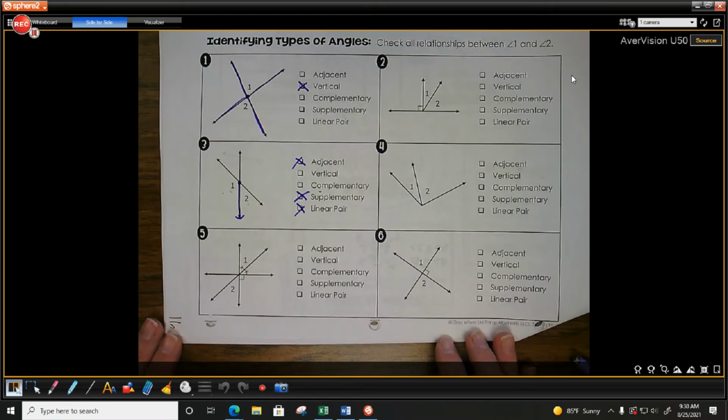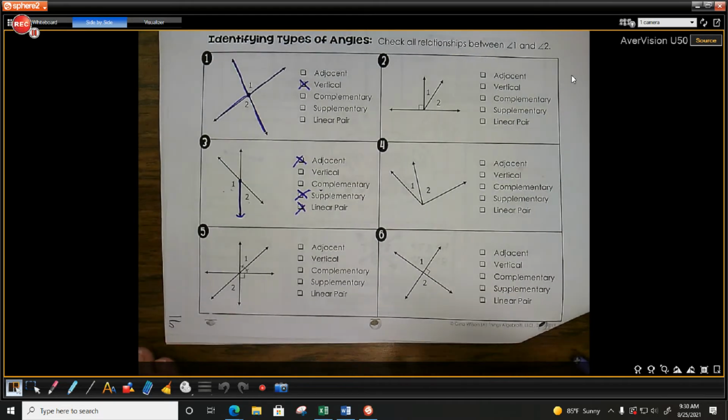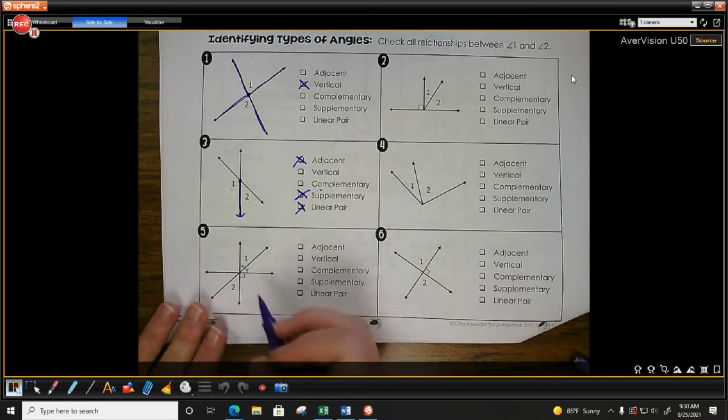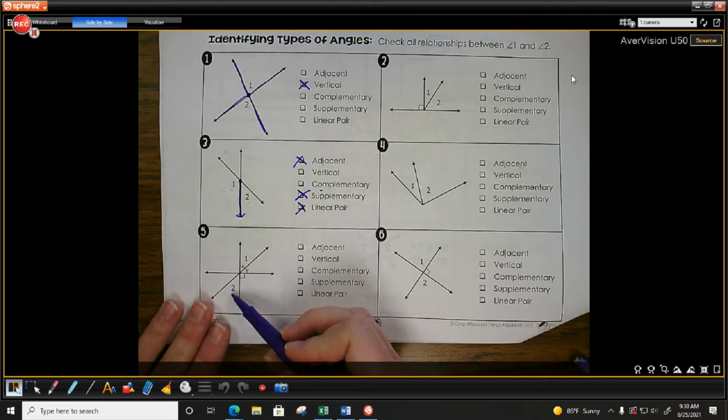Okay. Let's look at number 5. What are these two angles?